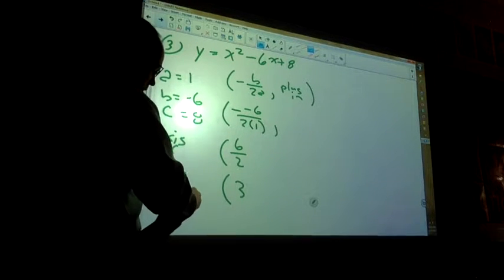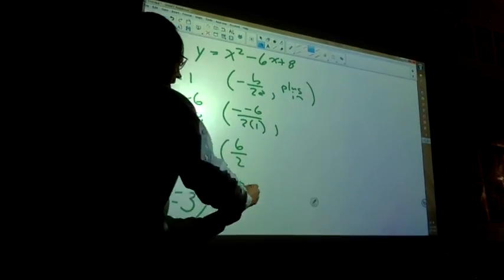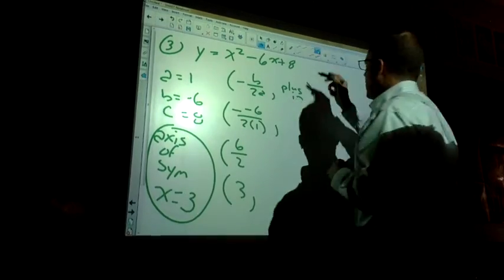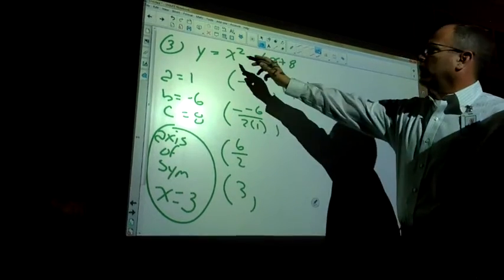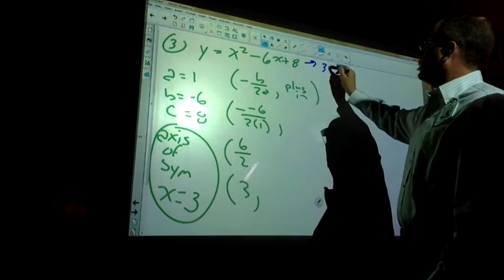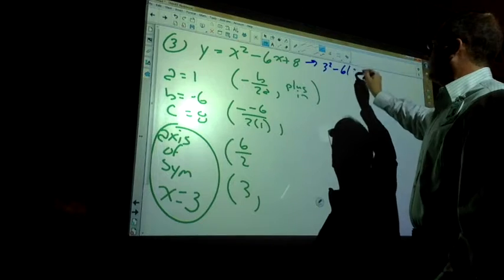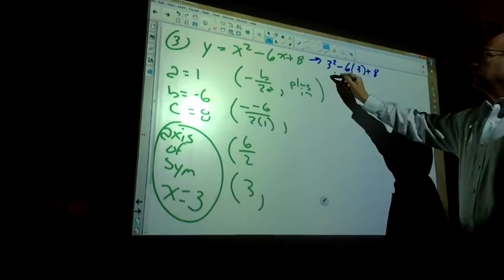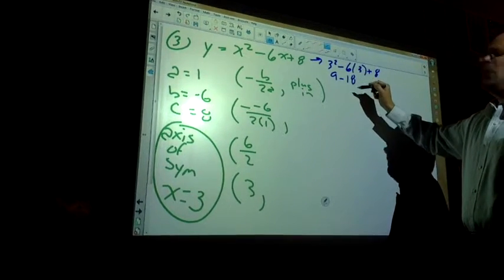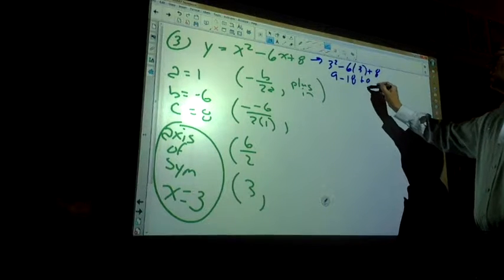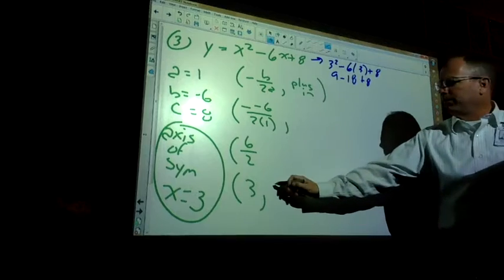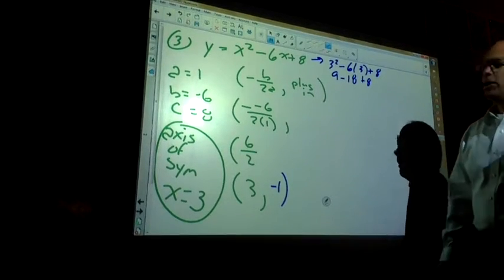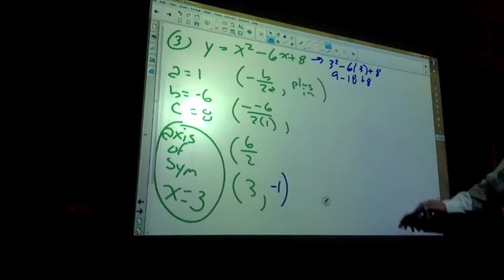is x equals 3. And then how do I find the y component? I'm going to plug it back in. So I'm going to plug 3 in here. I get 3 squared minus 6 times 3 plus 8. So that's 9 minus 18 plus 8. What does that come out to? Negative 1.